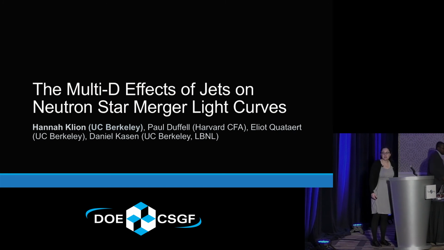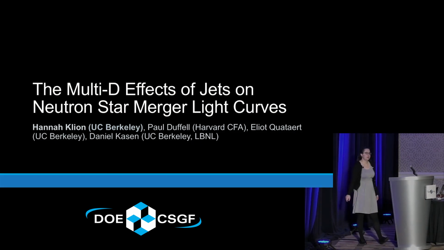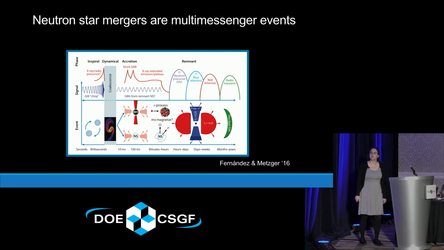So today I'm going to talk about some of the work I'm doing for my thesis on the multidimensional effects of jets on neutron star merger light curves. This is work that I've been doing at Berkeley in collaboration with my advisor, Elliot Quartert, Dan Kaysen, who's faculty at Berkeley and also staff up at the lab, as well as a postdoc at Harvard, Paul Duffel.